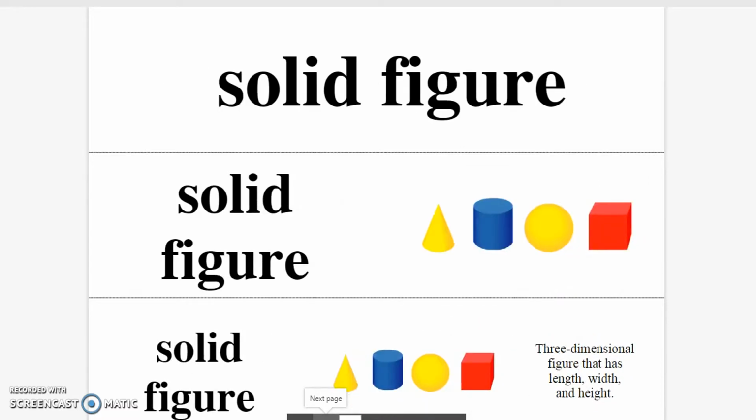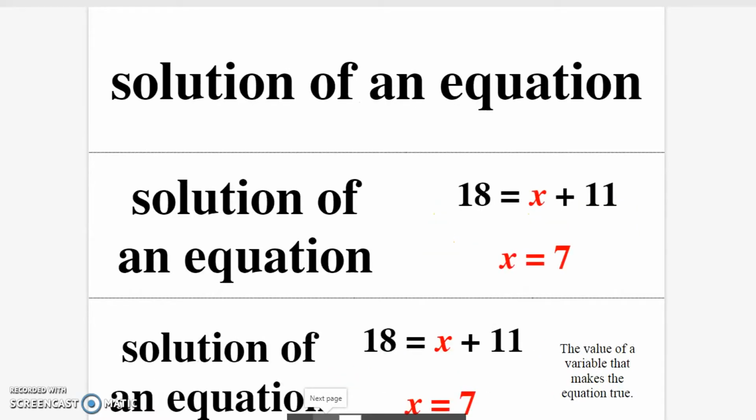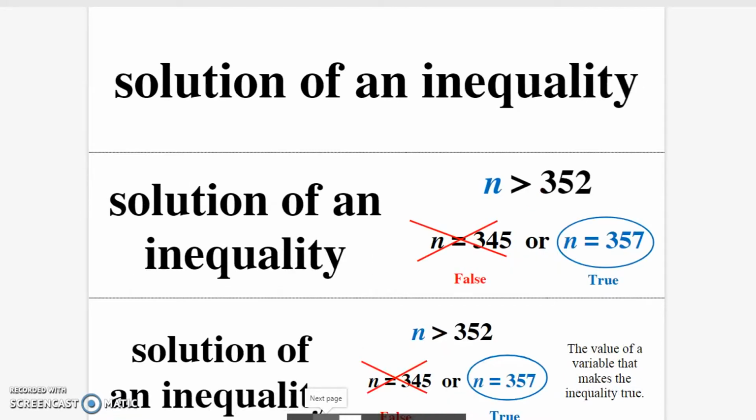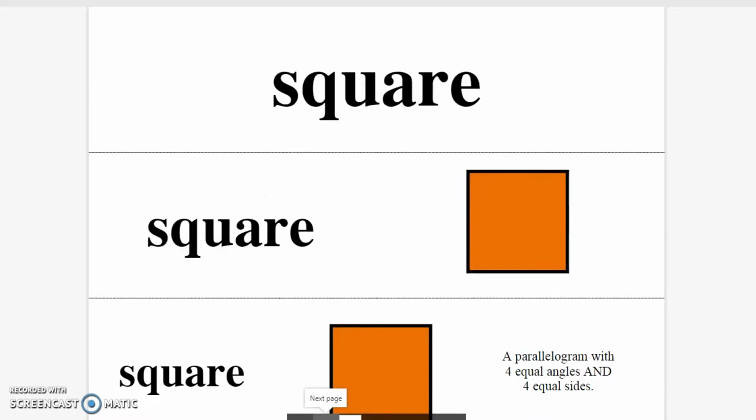Solid figure, a three-dimensional figure that has length, width, and height. Solution of an equation, the value of a variable that makes the equation true. Solution of an inequality, the value of a variable that makes the inequality true. Square, a parallelogram with 4 equal angles and 4 equal sides.